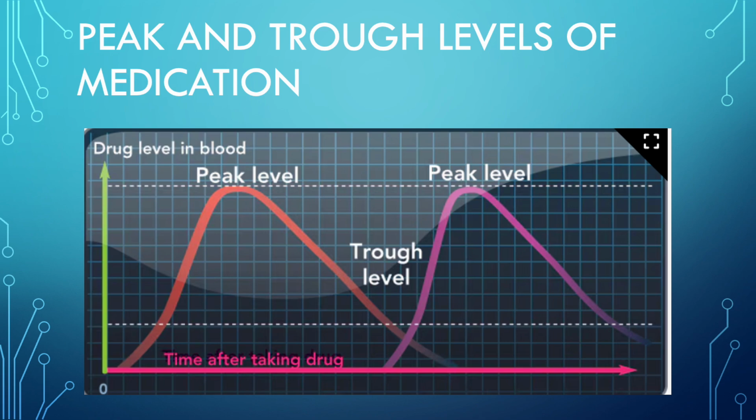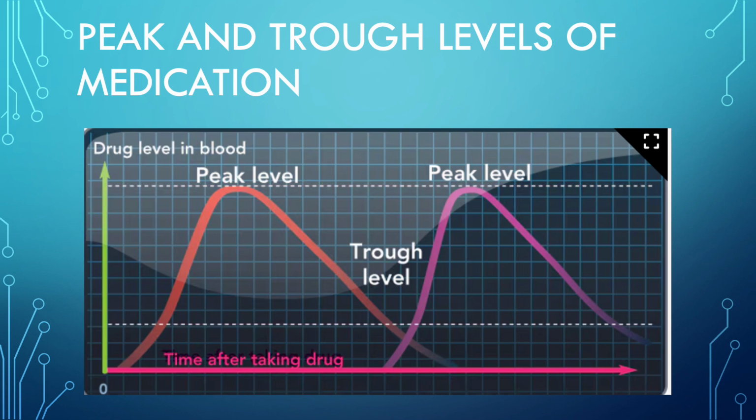We determine the trough level of a medication and a peak level by taking samples of blood from a client throughout the day. The lab can analyze how much drug is in that blood sample to tell us if it's at its peak, its trough, or if it's somewhere in between.